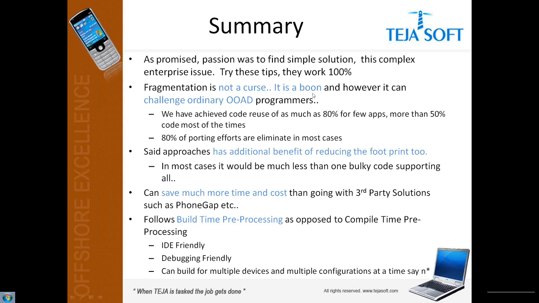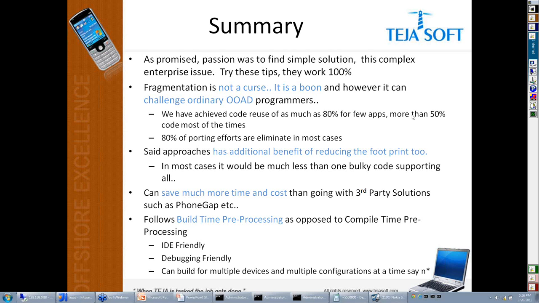At least in our company, we see fragmentation is not a curse, it is a boon, and it challenges the ordinary programmer. You have to elevate yourself to a deep architect to solve these problems. We have seen code reuse as much as 50% to 80%. And more than that, it tells you what upfront problems we are creating. Once you start thinking in that way, you're not limited to just making this code work on JavaME, but you also make sure it works on Android and BlackBerry. That way you are making your business logic much more bug proof.